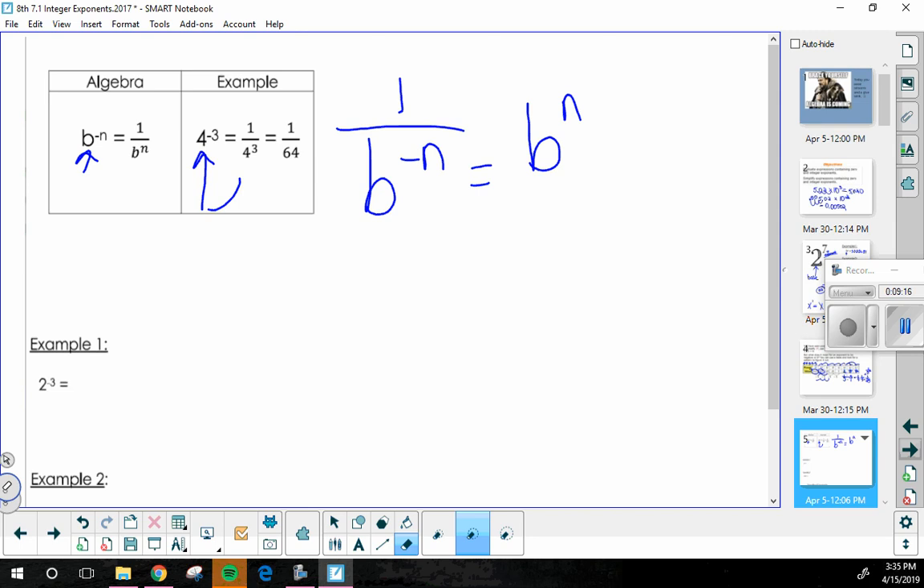Okay, so let's work this example. 2 to the negative third power is the same as 1 over 2 to the third power. 2 to the third is 2 times 2 times 2. So that is going to be 1 over 8.